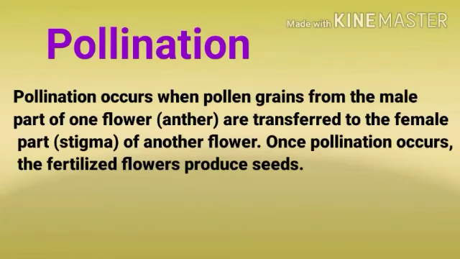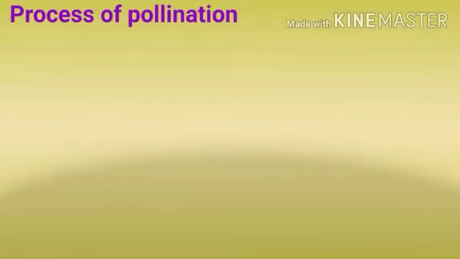What is pollination? Pollination occurs when pollen grains from the male part of one flower, that is the anther, are transferred to the female part, that is the stigma, of another flower. Once pollination occurs, the fertilized flowers produce seeds.